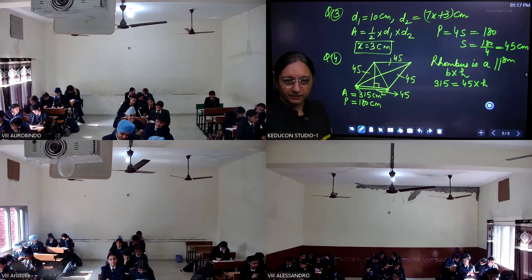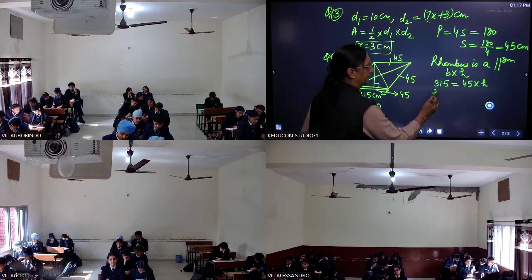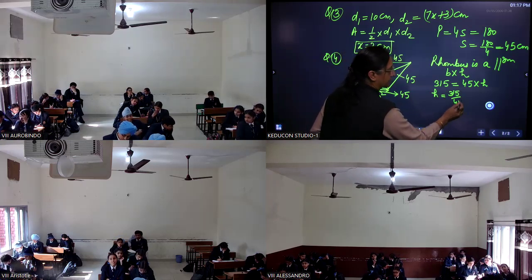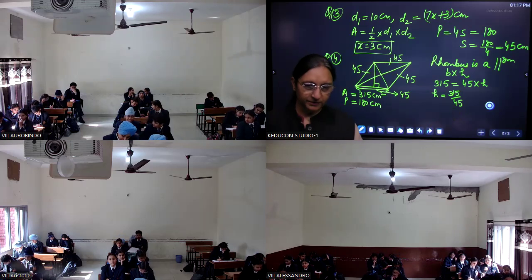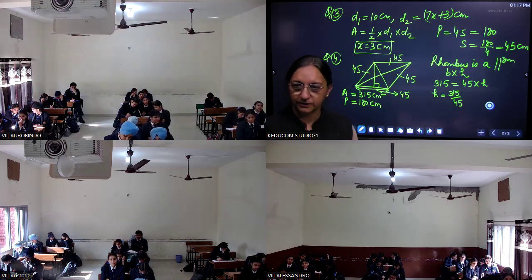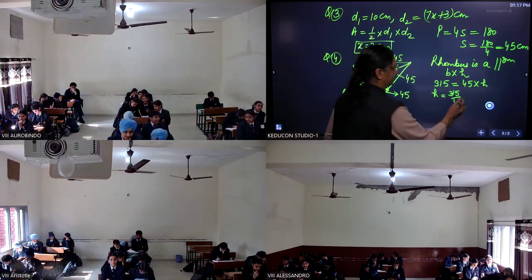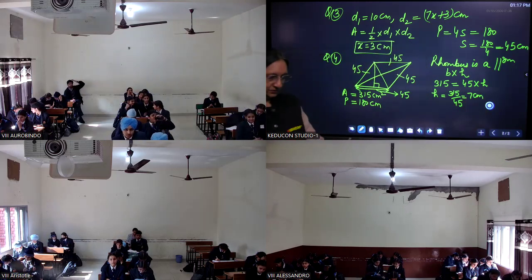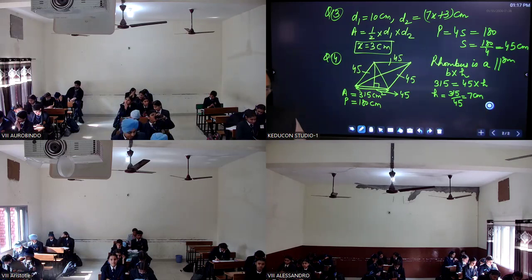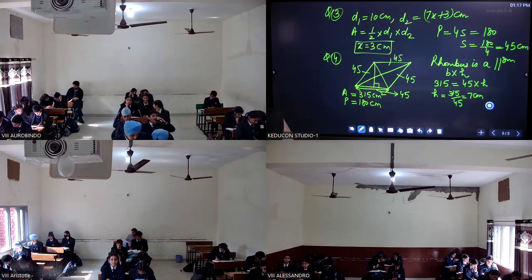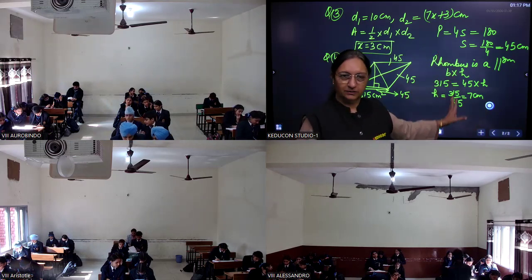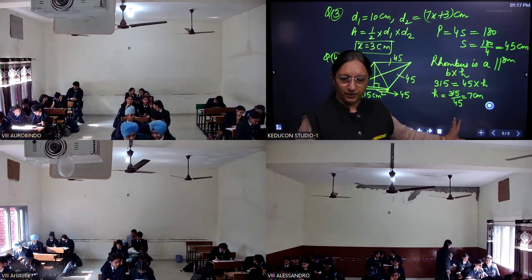What is h coming? 315 by 45. Please check it. What is it? 7. 7 centimeters. 7 unit is the answer. 7 centimeters is the answer. So it is coming out to be option D. I hope everybody has understood. Wonderful.